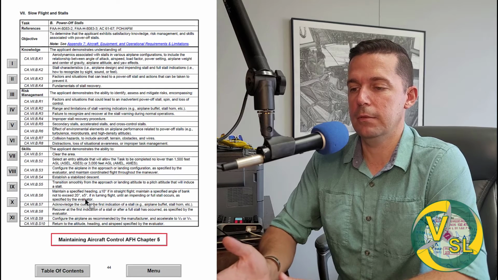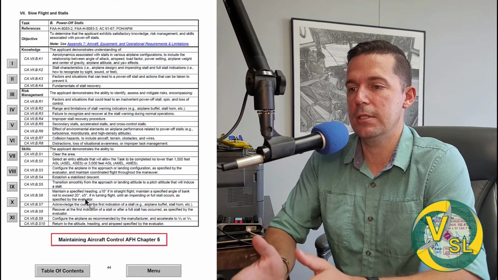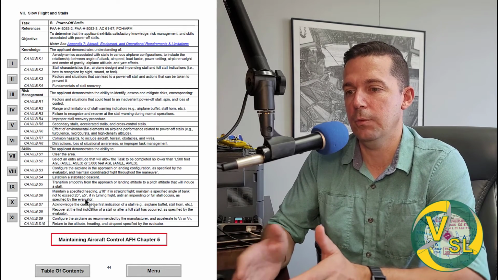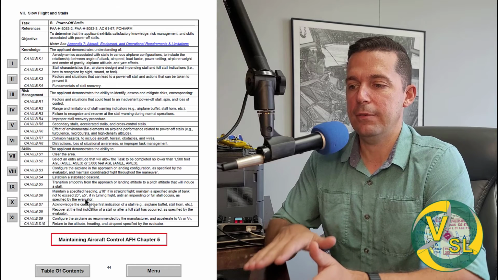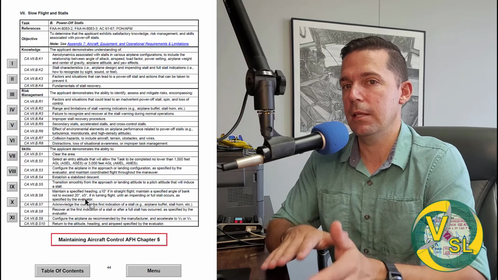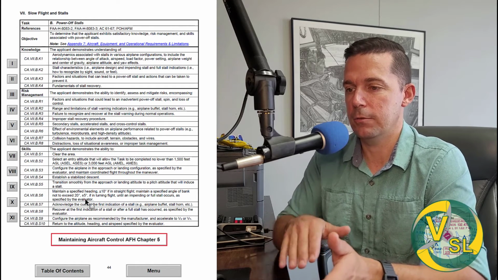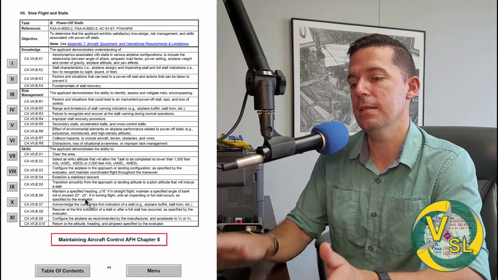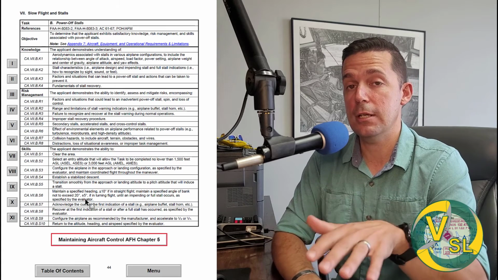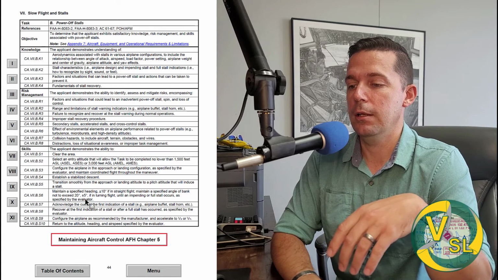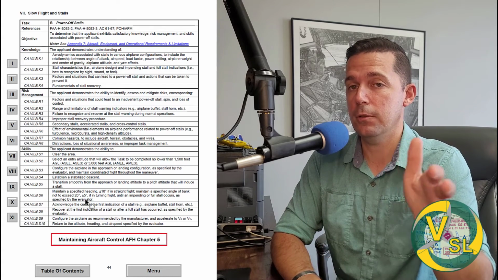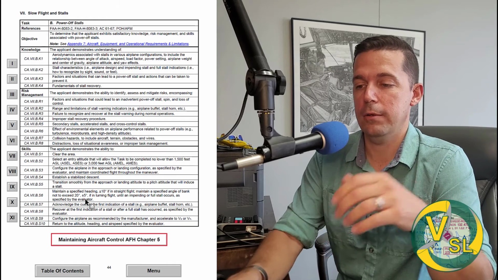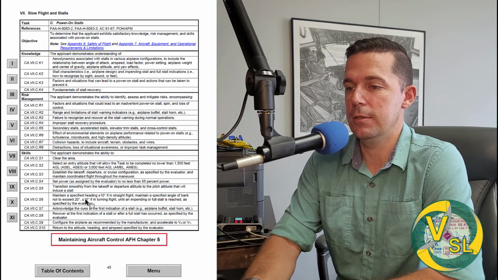A common error here is to just do this as if we're doing it in a vacuum, where we don't ever get that 500 foot a minute stabilized descent going first. Remember, we got to get that stabilized descent going, simulating that we're landing, and then do the stall. We can do it either straight ahead, we can do it turning, and then we can do it to a full stall or first indication, however the examiner chooses to do that.